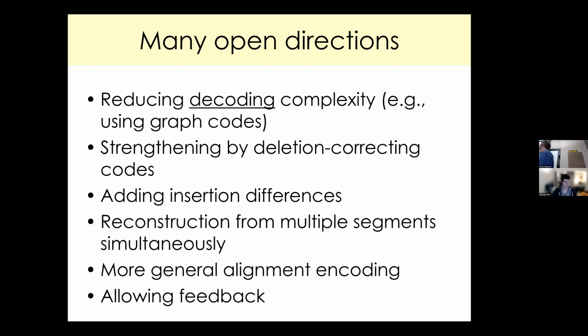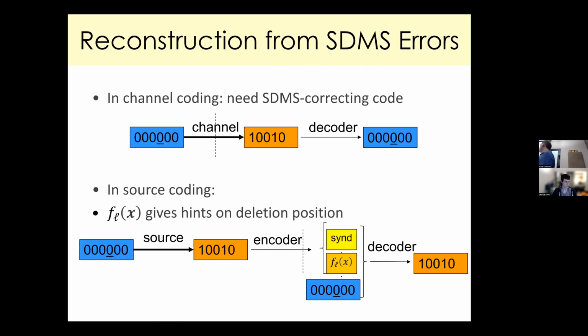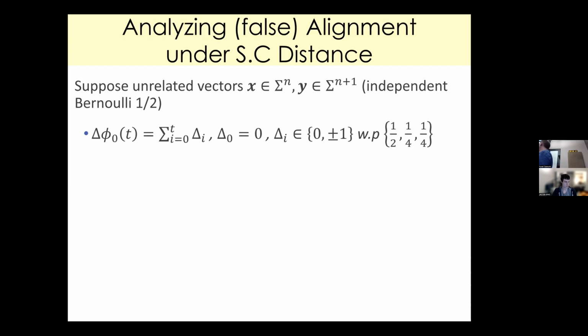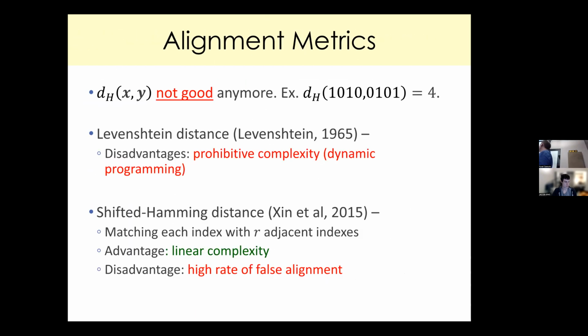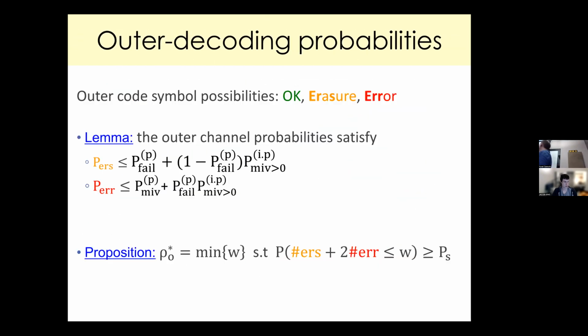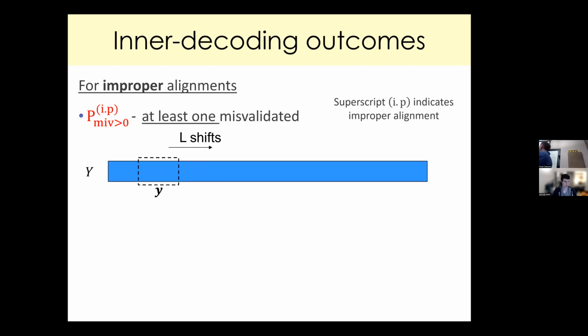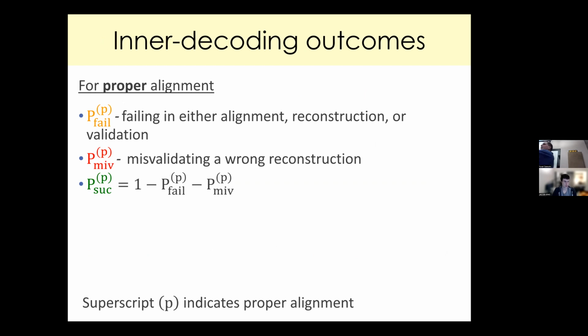P appears in all the analysis. There are a bunch of failure probabilities. Yeah, failure here, and also the parameters of the code need to fit P. If P is large, you need a stronger code. So you pay in rate.